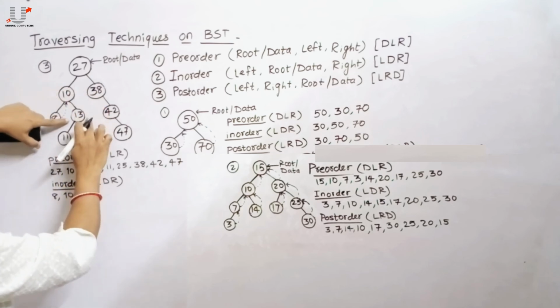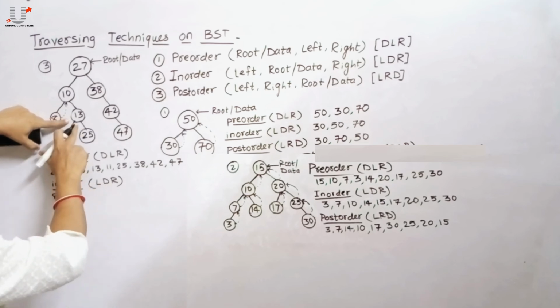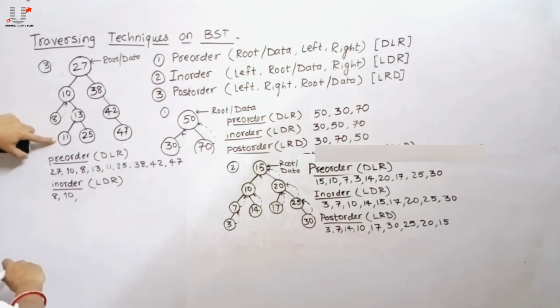Then control will transfer to the right subtree. Again apply LDR for this 13. It will check whether an unprocessed left subtree is there, yes, then the control will transfer to this 11.